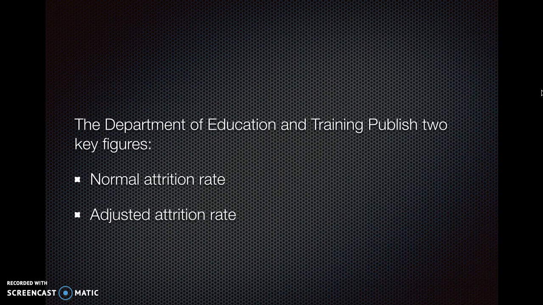The Department of Education and Training publishes 2 key figures regarding student attrition. The normal attrition rate is the proportion of commencing students who did not complete a course in the year they enrolled and were not studying in that course the following year. The adjusted attrition rate only counts students that have left the higher education system entirely. Here, students who change between courses or institutions are retained.